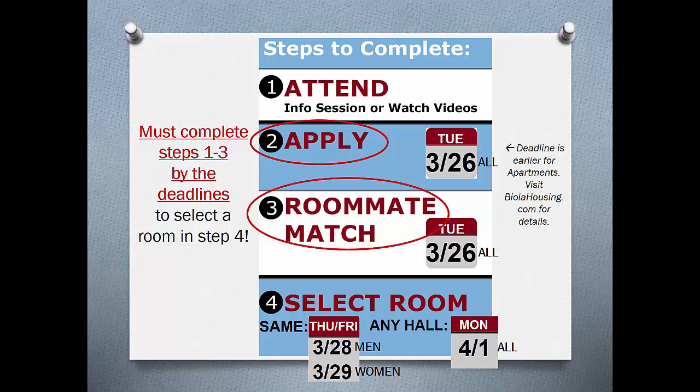Step 3 has you match together with your future roommates so you can eventually select a room for each other. And step 4 is to select a room at your selection time during a room selection phase. Selection times will be distributed at noon the day before your selection phase occurs.